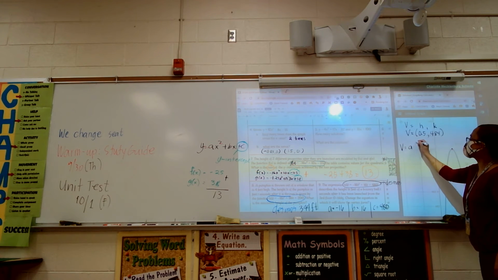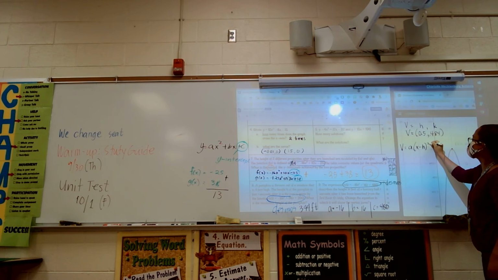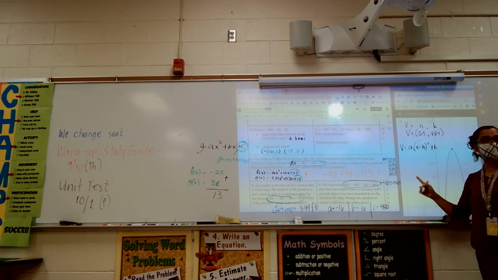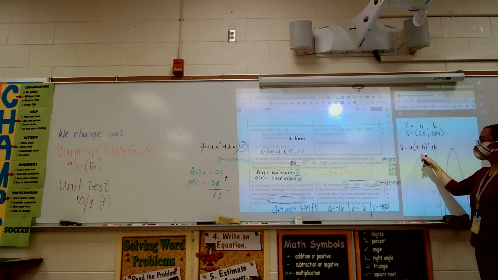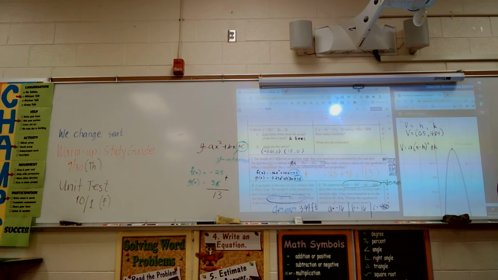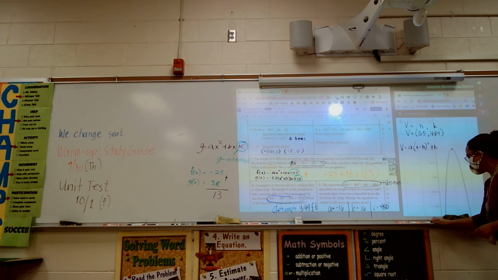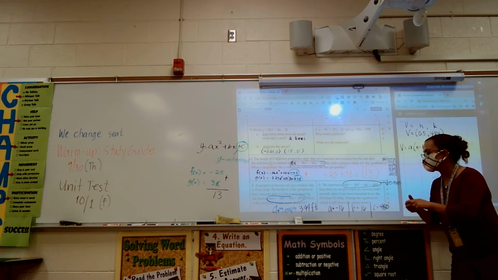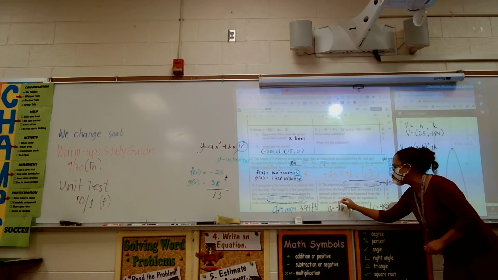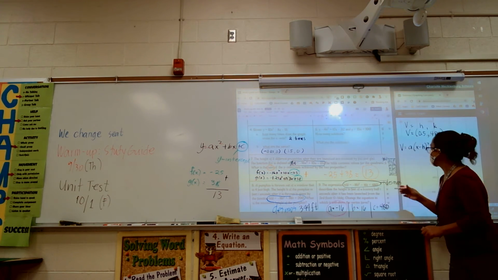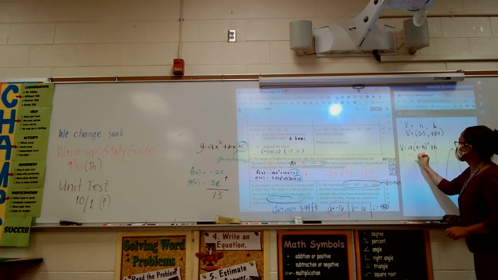Remember the vertex form? y equals a times (x minus h) squared plus k. Do you have this? Copy that because that's the vertex form that you'll need tomorrow. Are you ready? Okay. I'm taking the A value. You said my A is what? Negative 16. So I'll put negative 16 here.